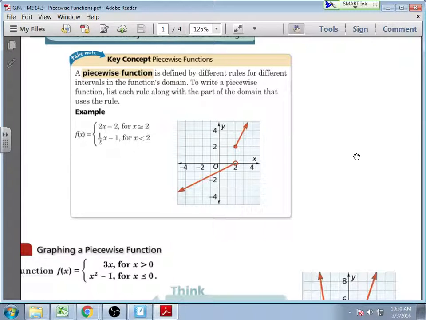So step functions, piecewise functions, are not always stair-step. They don't always look that simple. So this is another example of a piecewise function.